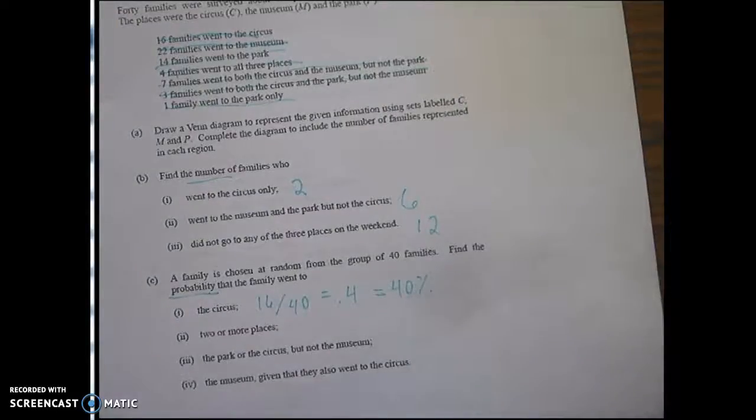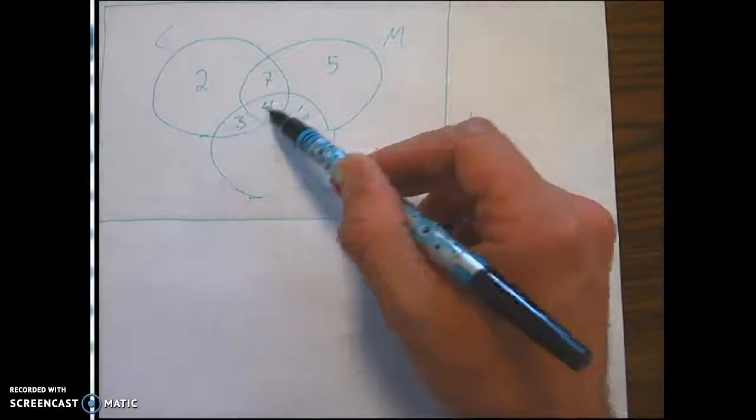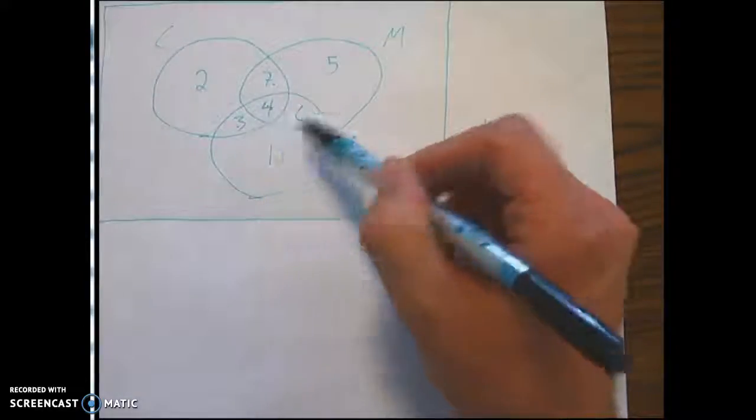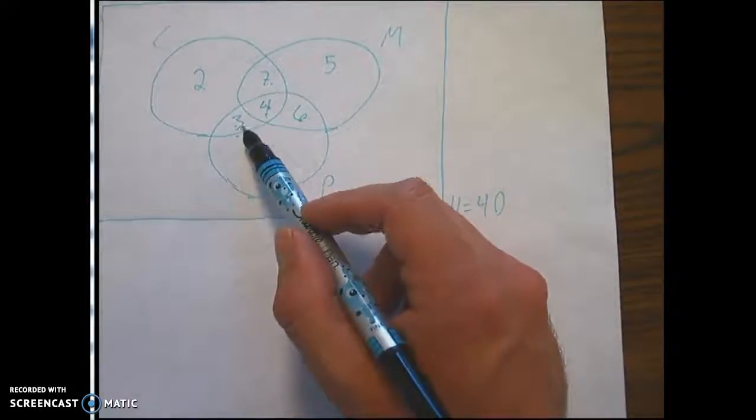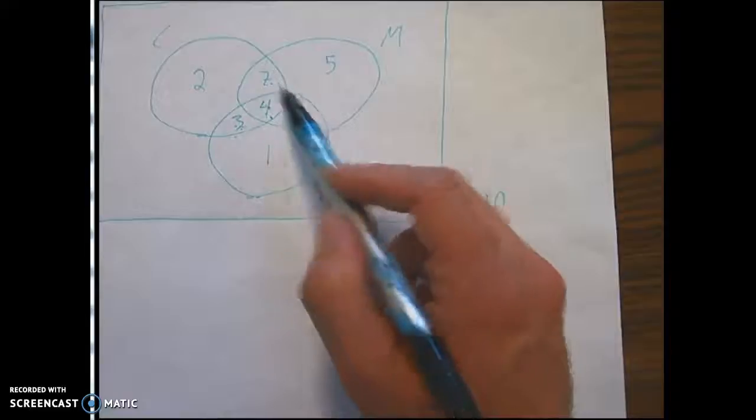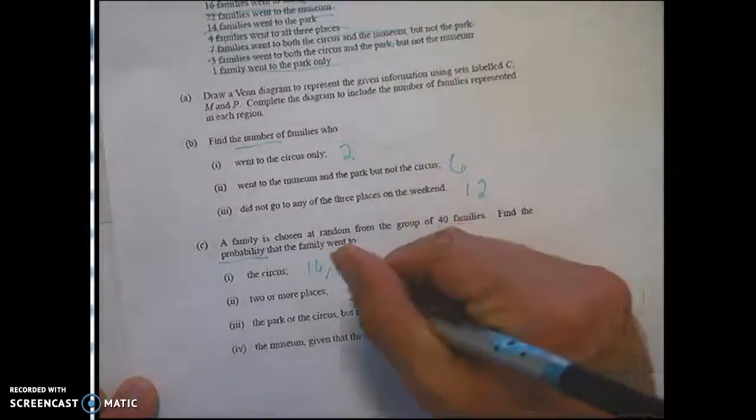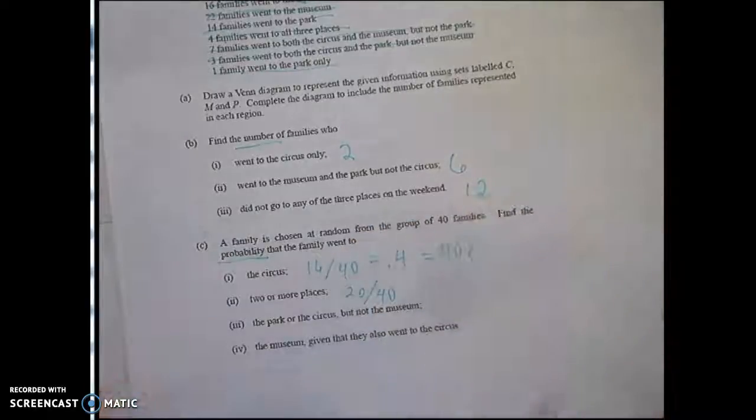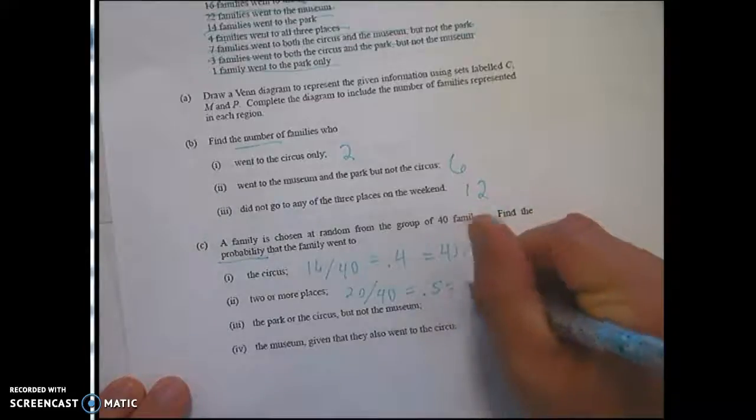2 or more places. The families that went to 2 or more places are these 4 sectors right here, the 7, the 4, the 3, the 6, the intersections. 2 or more includes 3, so we've got 3 plus 4 is 7, plus 7 is 14, plus 6 is 20, which means we've got a 20 out of 40 shot of picking a family that went to 2 or more places, which of course is 0.5 or 50%.